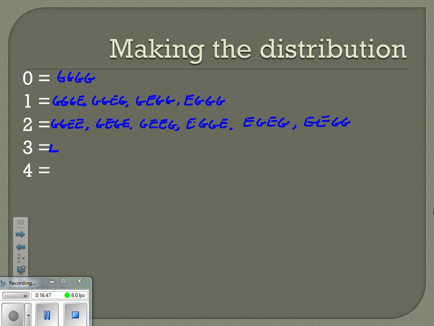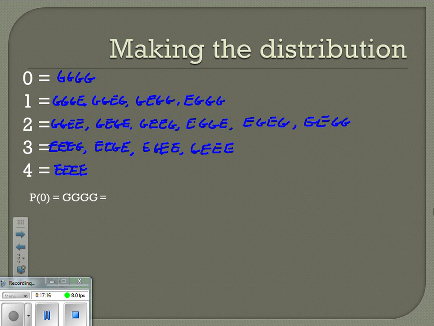For 3 people preferring electric, the first 3 customers could prefer electric, or the first 2 and then the last, and so on. All I'm doing right now is just writing out all the potential outcomes. And then finally, for 4 people, that would just be all 4 preferring electric.